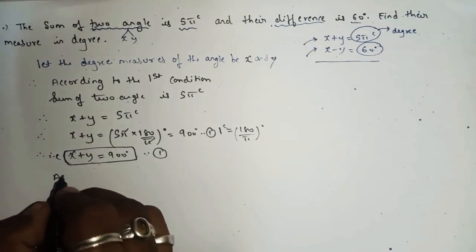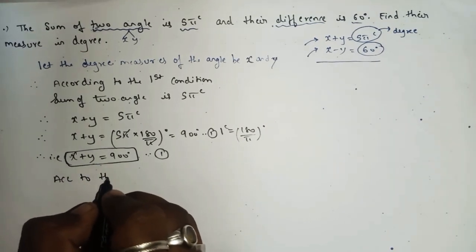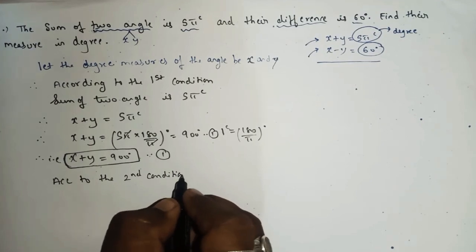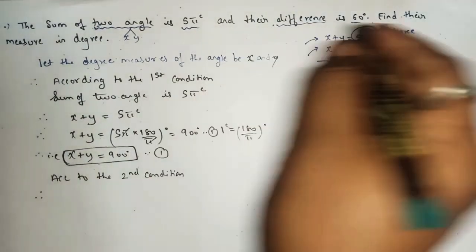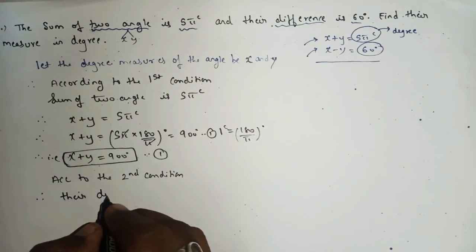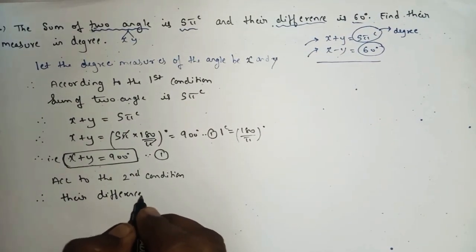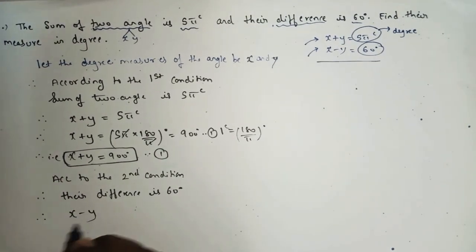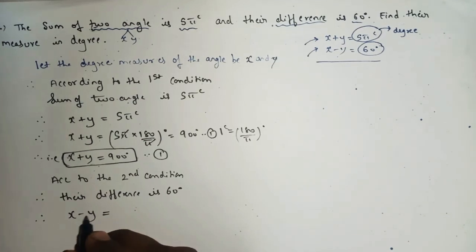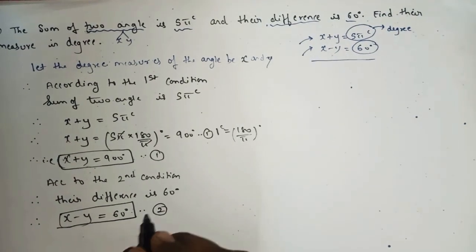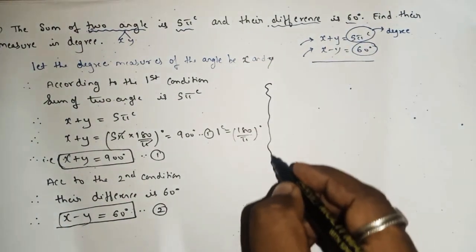And according to the second condition, it says that their difference is 60 degrees. So therefore that means difference means minus. So x minus y equals 60 degrees. As the angle is already in degrees, we'll give this equation as equation number 2.